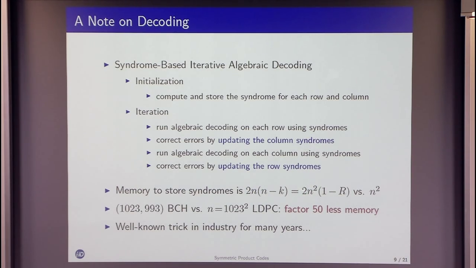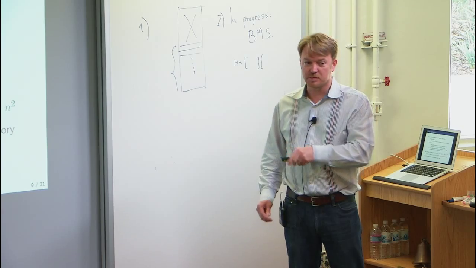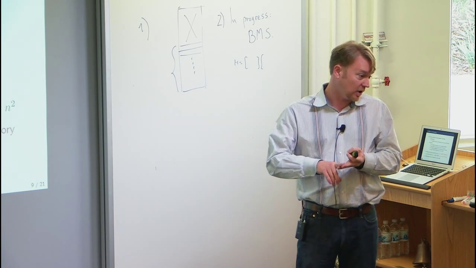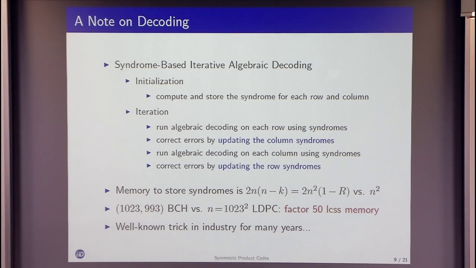In particular, the memory to store the syndromes is basically 2n minus k. So I'm assuming binary here. So it's 2n squared times 1 minus r. Whereas if I had to store a log likelihood ratio for each bit in there, it would be order n squared. This calculation assumes that I'm going to store 3 bits for each LLR, which is, I think, a reasonable guess for LDPC. And in that case, the decoder people have been using in industry for a very long time has a factor 50 less memory than a comparable LDPC decoder. So this is, in terms of power or running at high rates, an enormous difference. So, like I said, it's well known in the industry for many years.